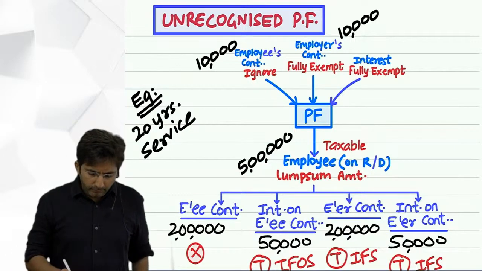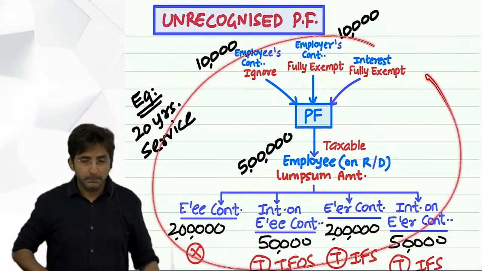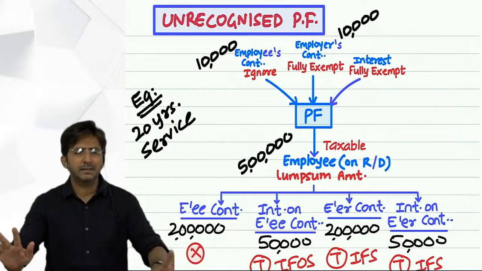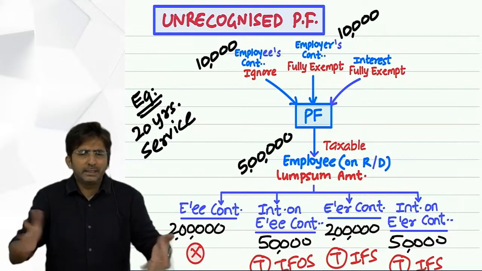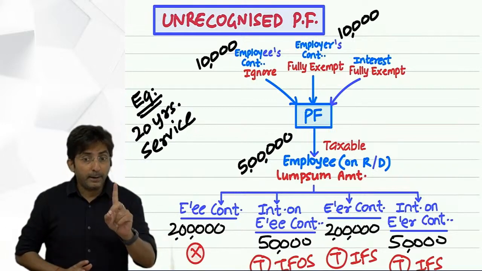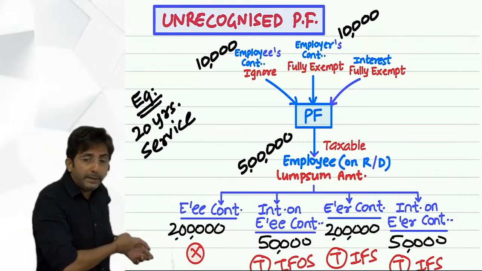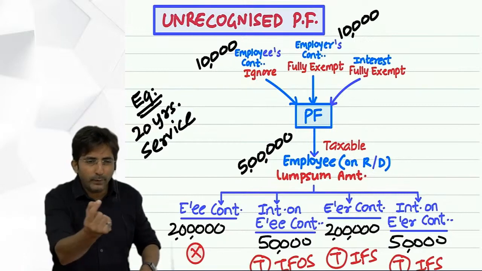Now see, we will practice this with the help of one question. My plan was, SPF I taught, I didn't take any sum, you don't need any sum because SPF is fully exempt. RPF I taught, I immediately took a sum. Now I have taught UPF, I'll immediately take a sum. But before that sum, please listen to one very good thing.